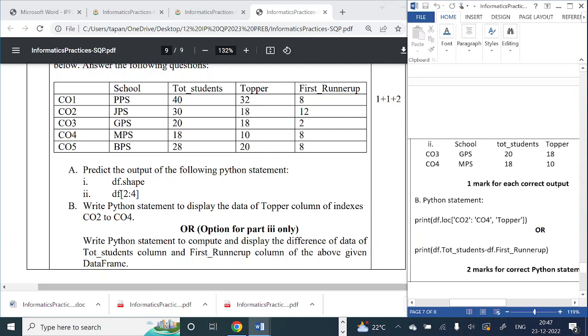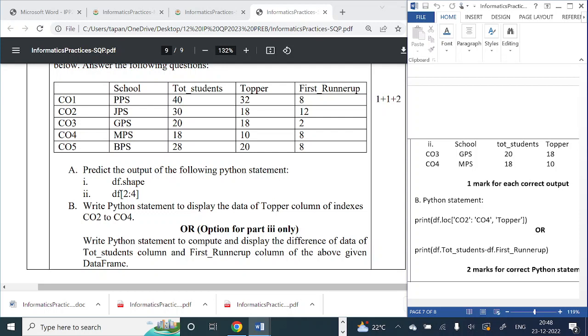Next is write a Python statement to display the data of the topper column of indexes CO2 to CO4, only the topper data. So first we will use slicing. So here df.loc in square brackets, first the slicing, that is CO2 colon CO4, and then we use only the column name, that is the topper column.